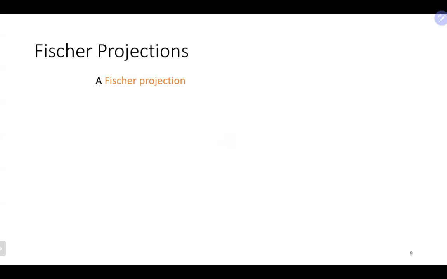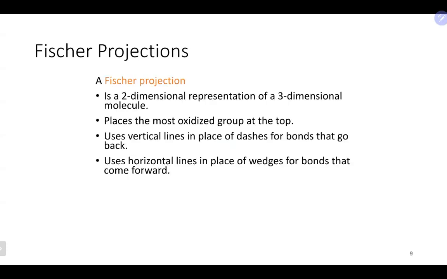All right. So let's talk a little bit about Fischer projections. Sometimes we can represent 2-dimensional drawings in sort of a 3D picture. We oftentimes will place the more oxidized group on top. You see vertical lines in place of dashes for bonds that go in the back. Any dash means it's going behind the paper, if you will. Horizontal lines are wedges, meaning they're coming forward.